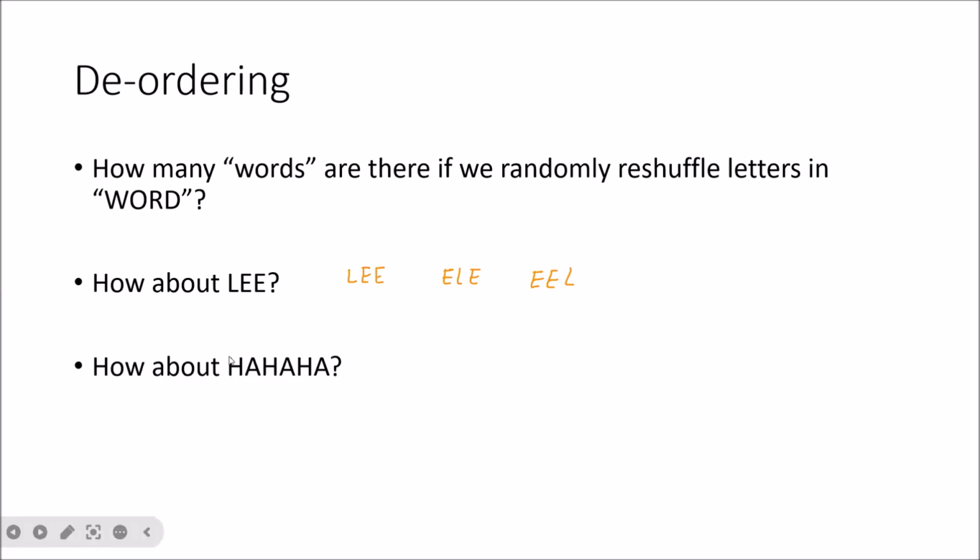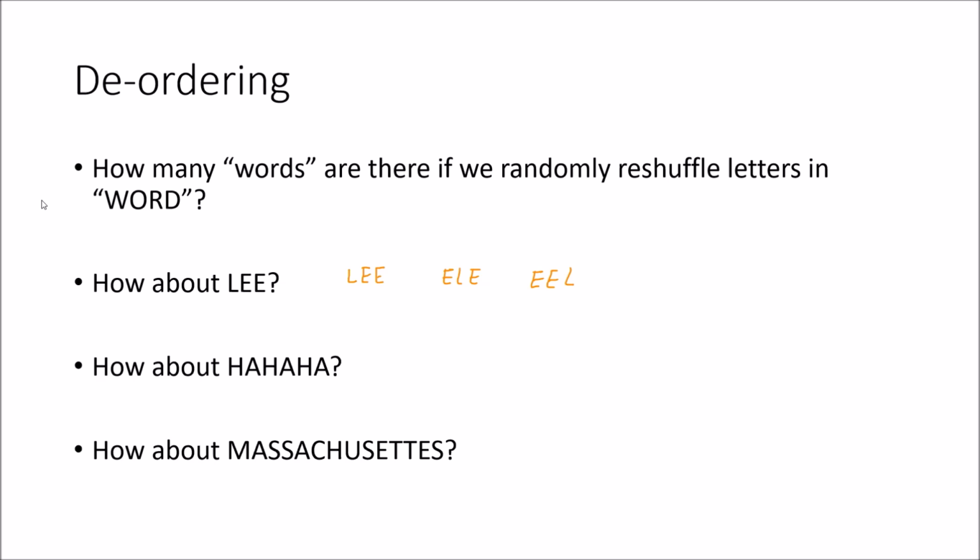But then we have more complicated problems like HAHAHA. You can still do it, but it gets more complicated. If you want to try HAHAHA by listing all the possibilities, then what about Massachusetts? Now it takes some time to really find out how many different words there are if you shuffle the letters in Massachusetts. So we need to find a better way so we can generalize from simple cases to more complicated cases.